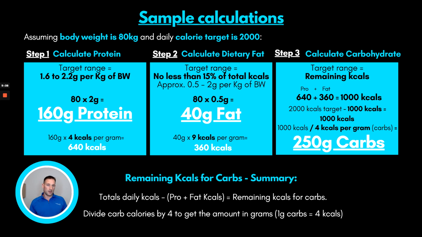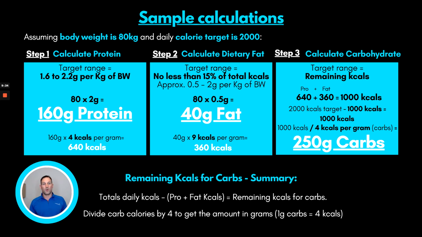Now, with the carbohydrates coming last, what we then do is we work out how many calories we are consuming through protein, how many calories we're consuming through fat. We add those together. That gives us a number here, 1,000 calories. So 640 plus 360 gives us 1,000 calories. So we then know that your calorie target for the day as a whole is 2,000 calories.